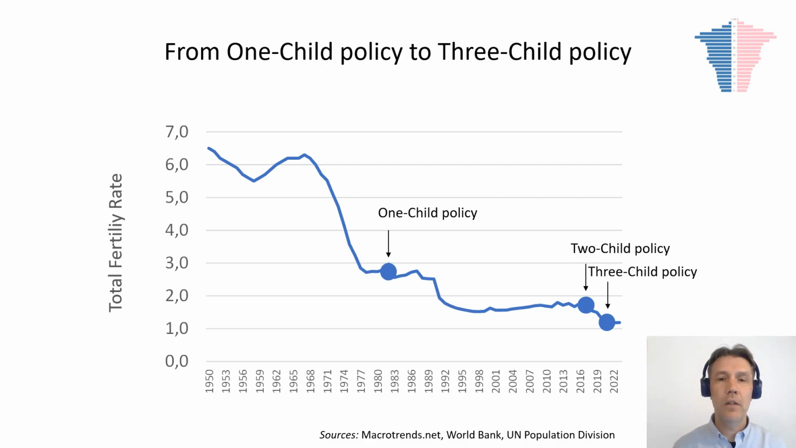In this context, it's not surprising that China has abandoned its one-child policy. Rather, it's surprising why the Chinese government stuck for so long to this policy. However, in 2015, officially, we can say that the one-child policy ended and a two-child policy was introduced, and since 2021, China is talking about the three-child policy.